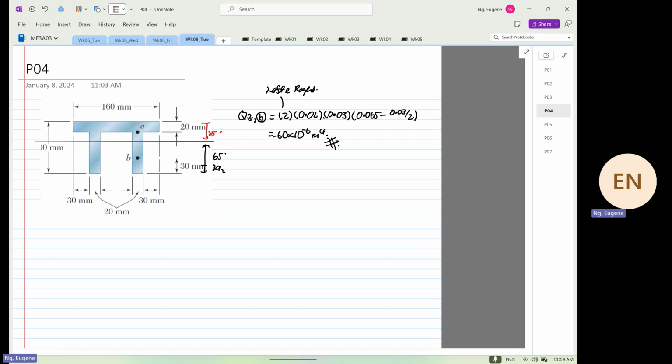Because the datum is from the centroid, anything away is going to be positive.